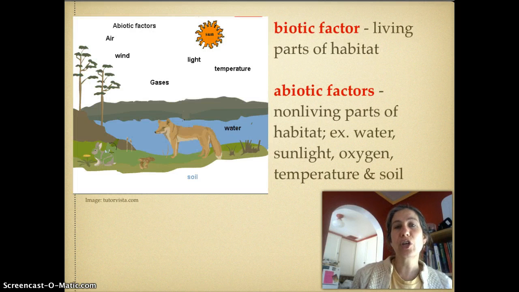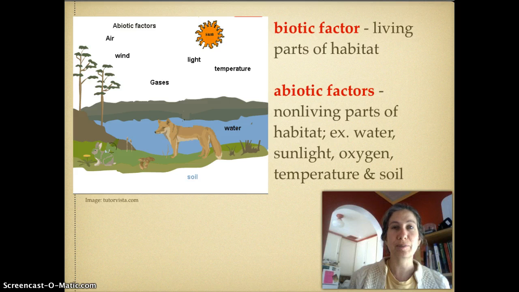Now this diagram shows the abiotic factors. It also has the biotic factors for an organism. So biotic, once again, bio, living. So these are the living parts of a habitat. So you can see here, just take a moment and I bet you can identify at least 5 things that are living in this picture. Okay, so for example, the rabbit and the mushrooms and the trees and the fox.